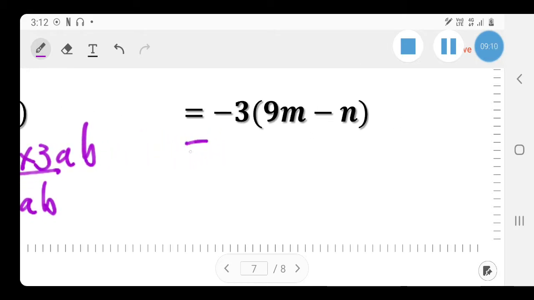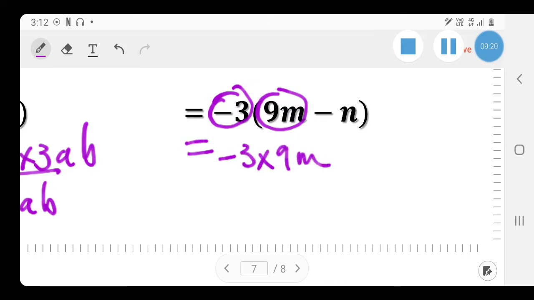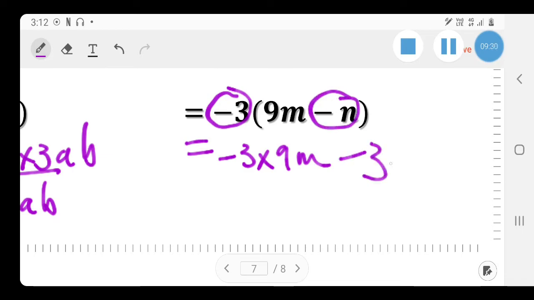Let's do another one. Minus 3 times 9m. Minus 3 times 9m. Now minus 3 times minus n. Minus 3 times minus n. All right, well, multiplication comes first. Minus 3 times 9m. Minus 3 times 9 is minus 27. And we put the m there.